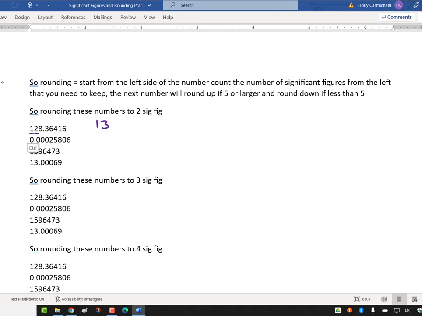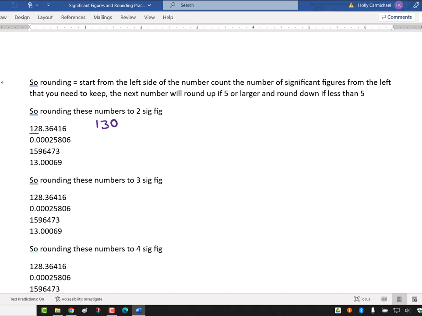But do you see this number is 128? I need to add a 0 after the 3 to show that this is 130, rounded from 128. This 0 is not significant, but it shows me the size of the number. It indicates where the decimal place would be. Right? So the decimal place comes after the 8. That is why I have to put that 0 to show the size of that number.